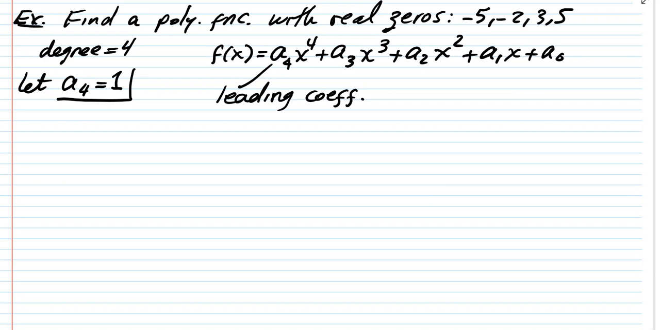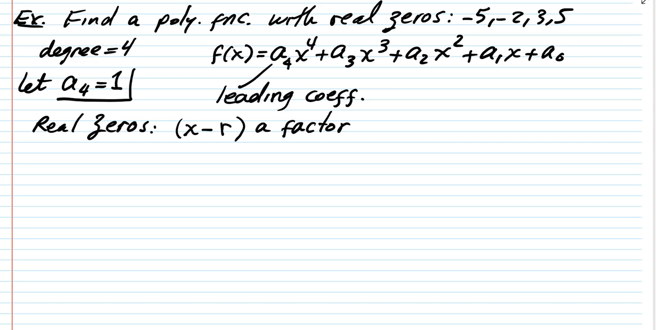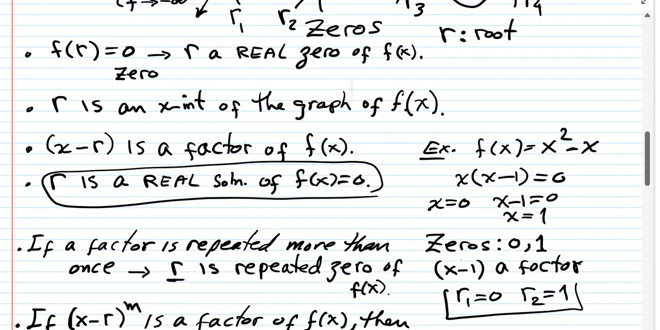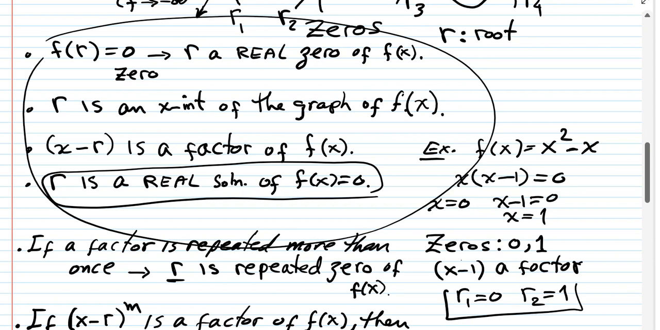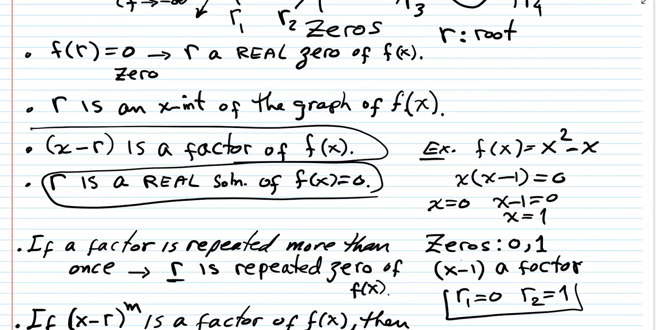Keep that in mind. Okay, so how is this going to work? Well, remember the real zeros are in the form x minus r. Actually, the factor x minus r would be a factor of the polynomial function. It's a factor of f of x. And earlier, remember, we talked about how we called r so many different ways. See that? One of them was this one. If r is 0, then x minus r is a factor.